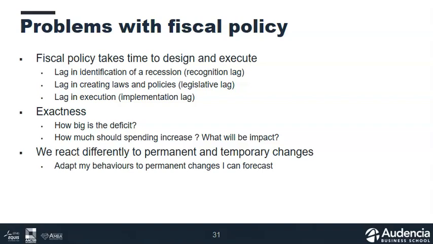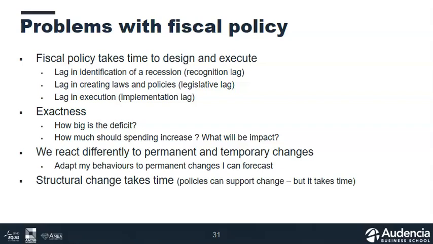Also, as we put into place discretionary fiscal policy, we may not see the changes in behavior that we expect. Some people sometimes behave according to permanent changes. We can forecast. If I know that the tax laws change permanently, well, I can forecast what my income will be over the next few years and adjust my consumption and savings. If there's just a temporary change, I may not modify my behavior as people expect. So that's another problem with fiscal policy.